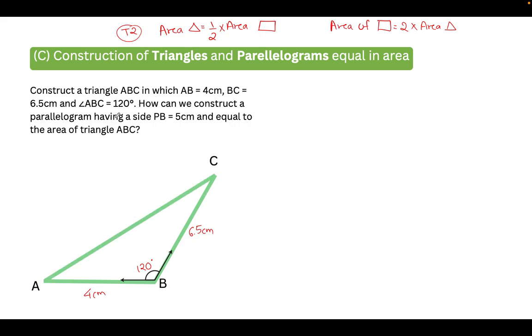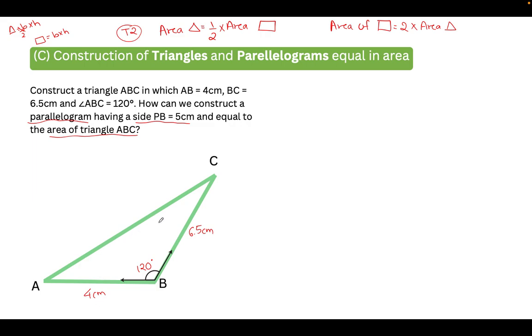Now we need to construct a parallelogram having a side PB equal to 5 cm and equal to the area of triangle ABC. Here the triangle has base 4 cm. Now if we need to make a parallelogram that is equal in area, then we need to cut the base to half, because the area of a triangle is half base times height, and the area of a parallelogram is base times height. Okay, so we need to make the base of the parallelogram half so that the area becomes equal.